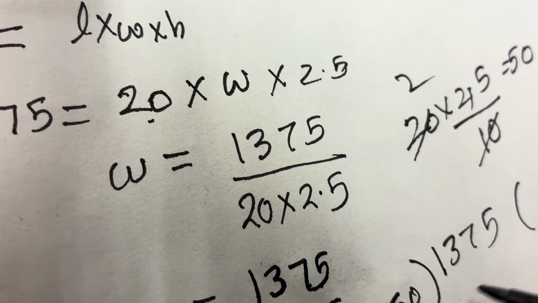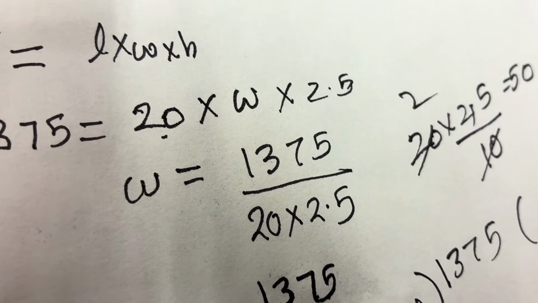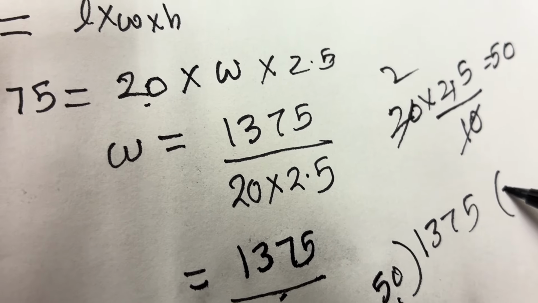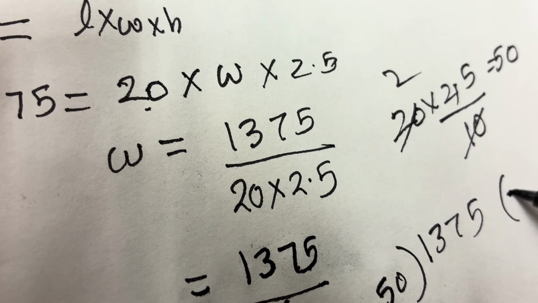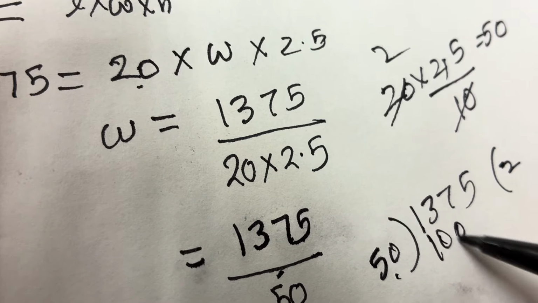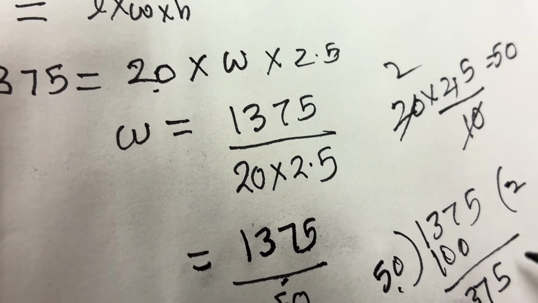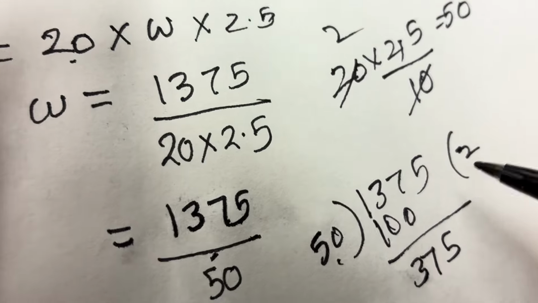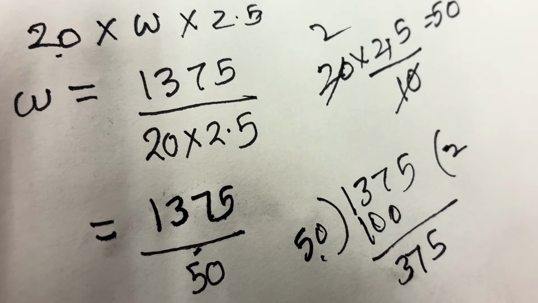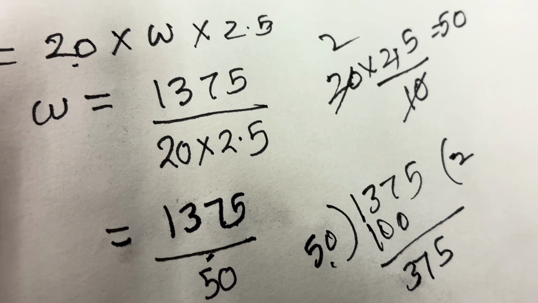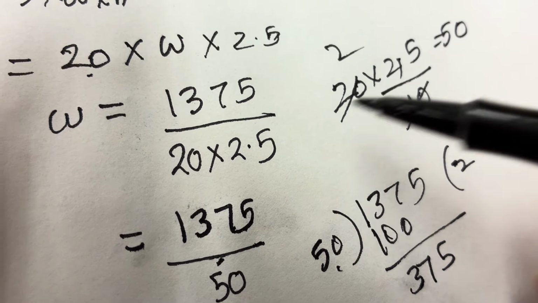And then 50 times 2 is 100. 50 times 3 is 150. So I'm going to take 50 times 2, which is 100, and I'm remaining with 3, 7 and 5. So 50 times 5 is 250. 50 times 6 is 300. 50 times 7 is 350. 50 times 8 is 400.